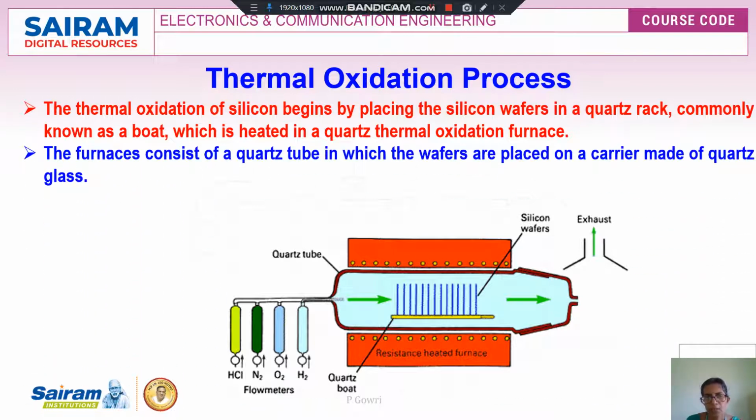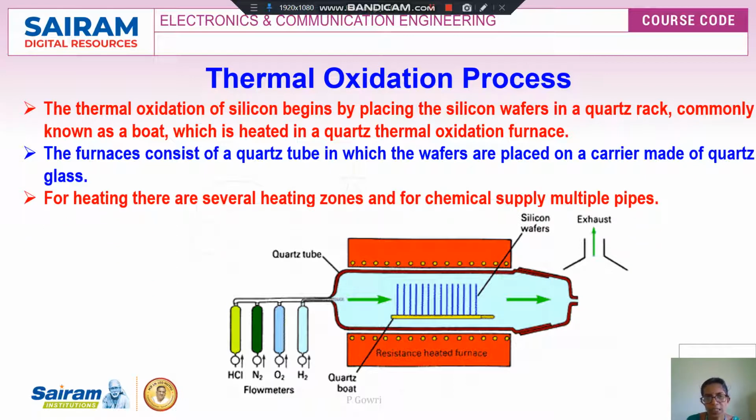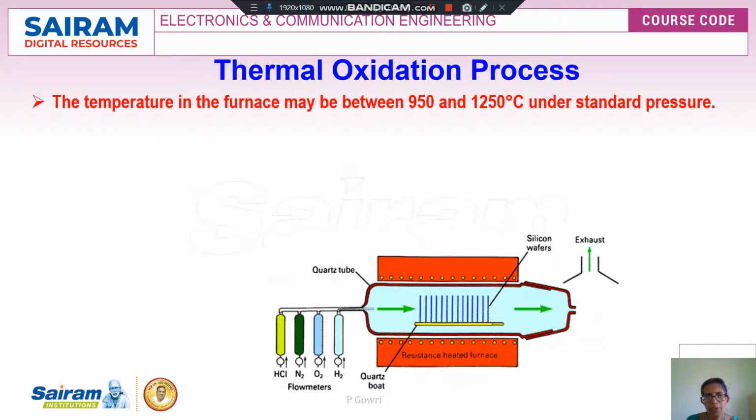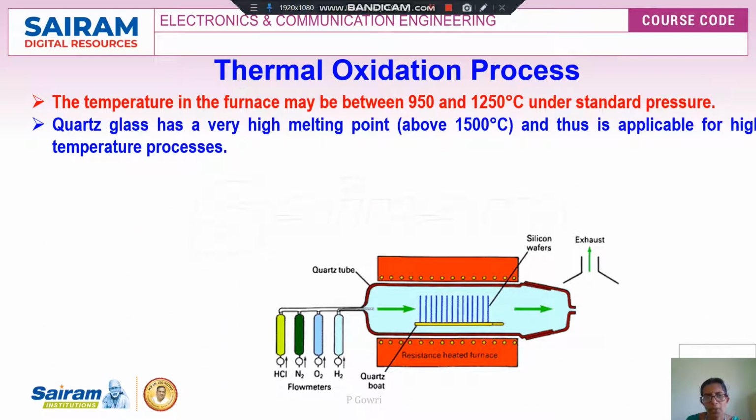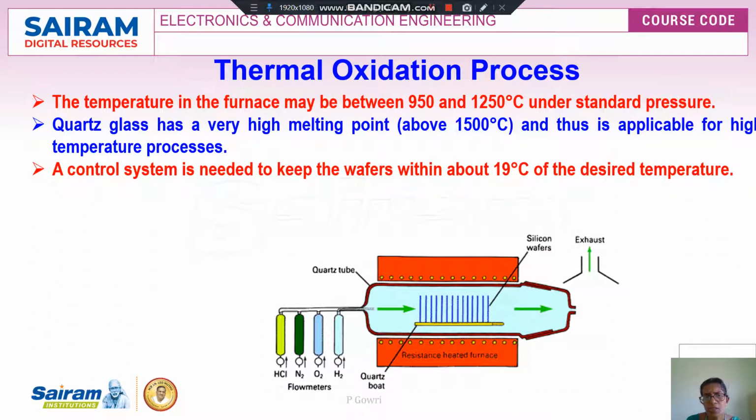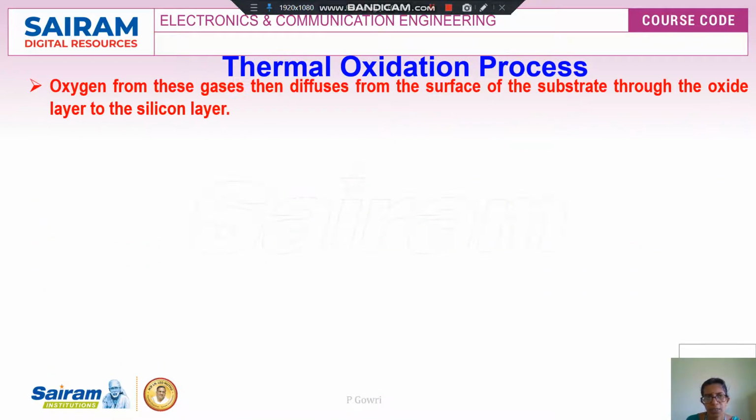The furnace consists of a quartz tube in which the wafers are placed, and for heating there are several heating zones, and for chemical supply multiple pipes. So the temperature in the furnace may be between 950 to 1250 degrees Celsius under standard pressure. Quartz glass has a very high melting point, and thus it is applicable for high temperature processes also. A control system is needed to keep the wafers at the desired temperature, within about 90 degrees Celsius.